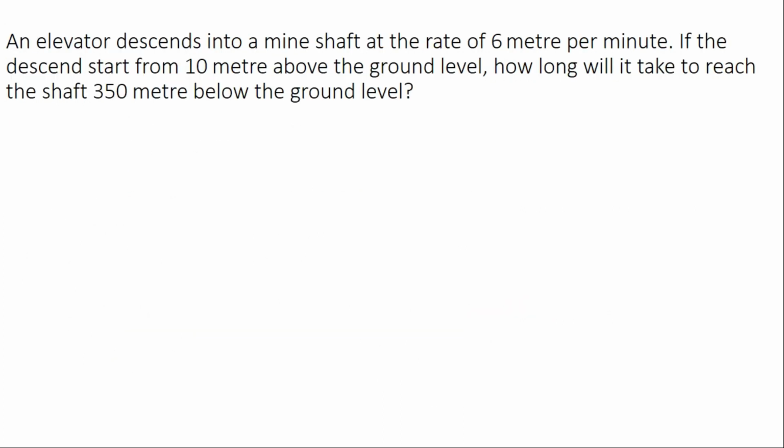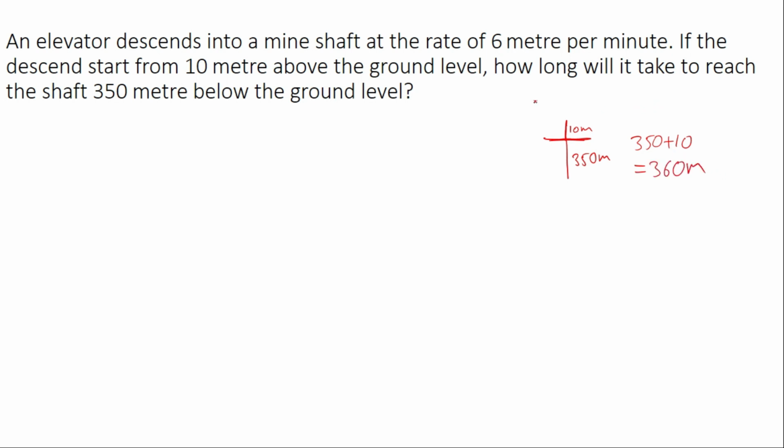An elevator descends into a mine shaft at the rate of 6 meter per minute. If the descent starts from 10 meter above the ground level, how long will it take to reach the shaft 350 meter below the ground level? That means an elevator is there which is starting 10 meter above the ground and it will go 350 meter below. So what is the total distance it is covering? It is covering a total distance of 350 plus 10, that means 360 meter.